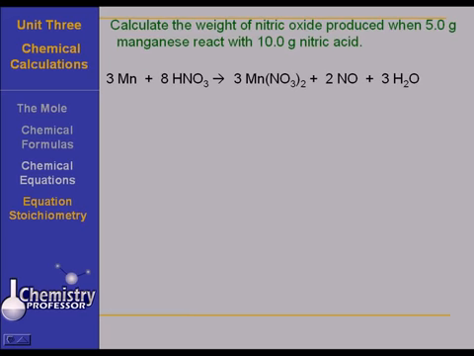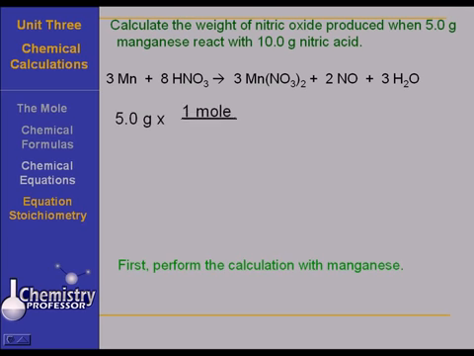Now here's a problem, and remember, keep your tires and headlights straight. You want to calculate the weight of nitric oxide produced when 5 grams of manganese reacts with 10 grams of nitric acid. I suggest that you start with your 5 grams of manganese and find out how much nitric oxide, that's NO, could be produced. And then do the same thing with your nitric acid. And let me show you why. So let's perform the calculation with manganese first. It doesn't matter, could have performed it with either one.